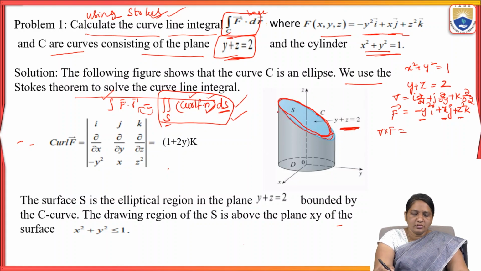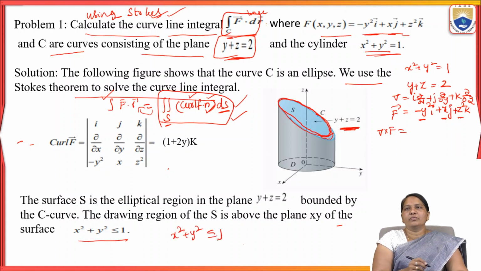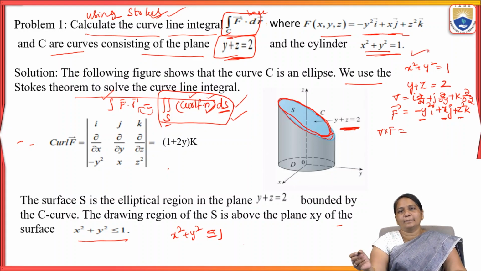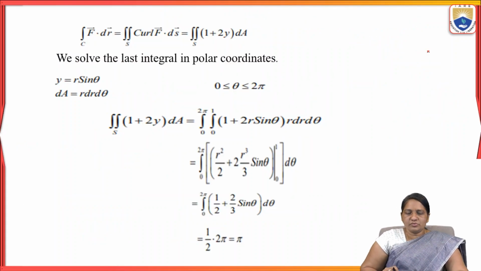What is this curve? Drawing the region of the S above the xy plane, we are taking x square plus y square less than or equal to 1. So that means we are going to take x square plus y square equal to 1, already taken here. So these two values we know.